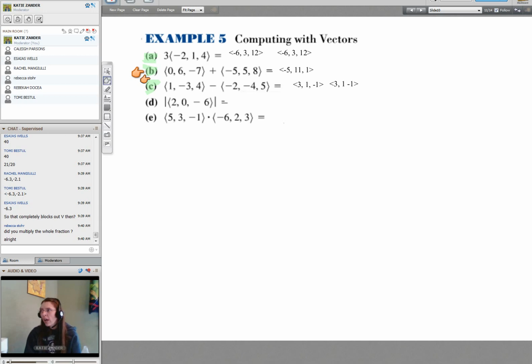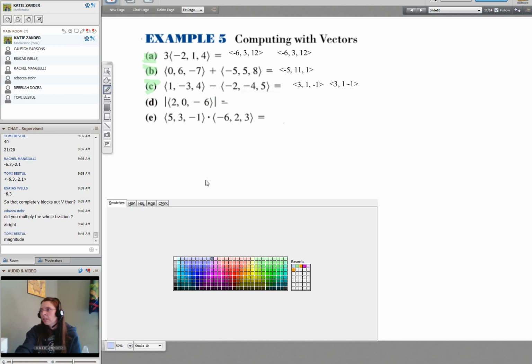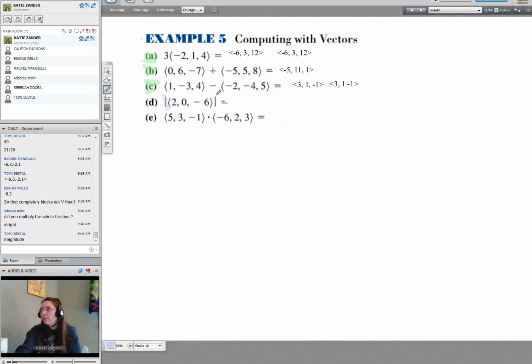All right, let's go ahead and don't think that this means absolute values. What does this notation actually stand for when we're looking at vectors? Magnitude, right? So don't confuse magnitude with absolute value when we're working with our vectors. We don't do absolute value. All right, go ahead, find the magnitude of that vector in part D. Let's see what you guys are thinking there.